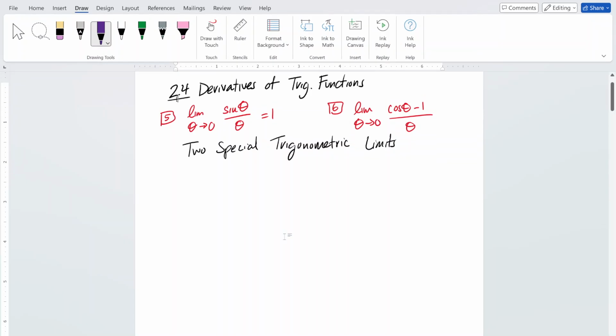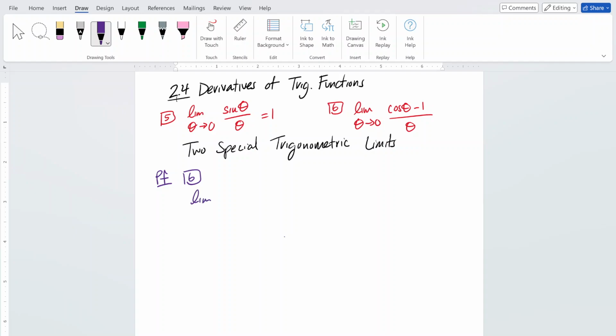All right, so we already did the limit as theta goes to 0 of sine of theta over theta equals 1. We already did that proof. So we're going to prove the limit as theta goes to 0 of cosine of theta minus 1 over theta. So here's the proof of number 6.